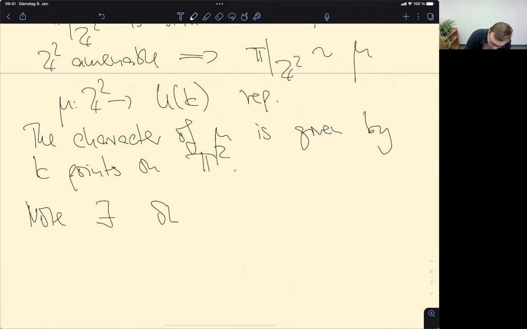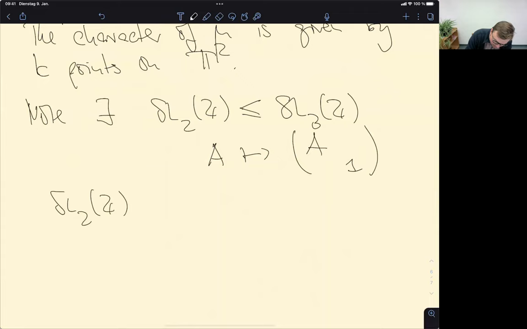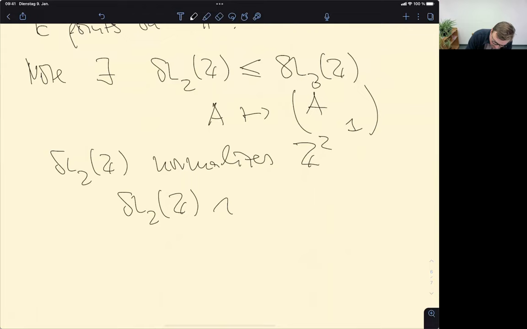which is a subgroup of SL3Z, where you consider a matrix A just as a matrix of this form. And this SL2Z normalizes our copy of Z square, and the natural action that is induced on Z square, if it's normalizing a group, it just acts on it by conjugation, and the natural action that you get on Z square is the obvious action. You can check that.